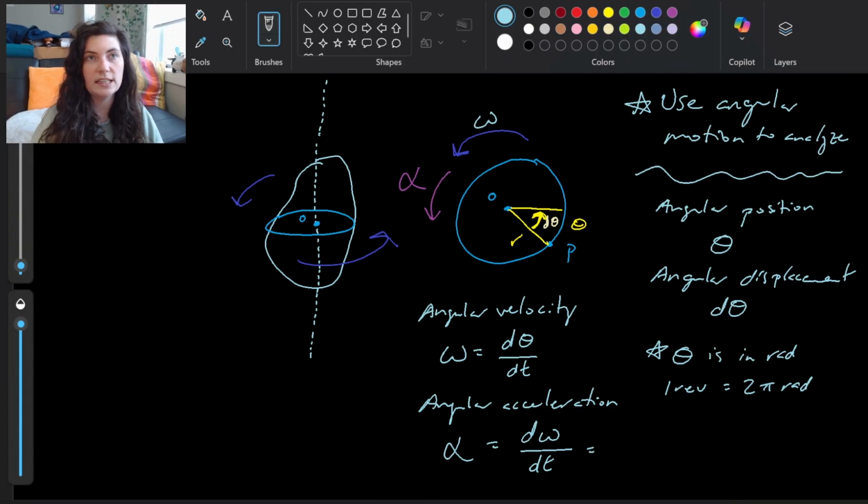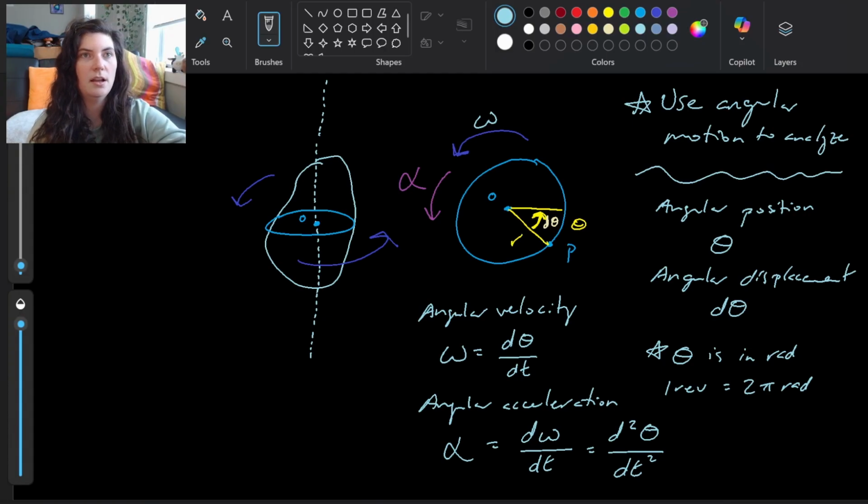Or alternatively, I could take a second derivative of that angular position. So the second derivative of theta with respect to time, I can get my angular acceleration that way too. Now note that these also have radians in their units, right? Your angular velocity is going to have units of radians per second, and your angular acceleration is going to be in radians per second squared.